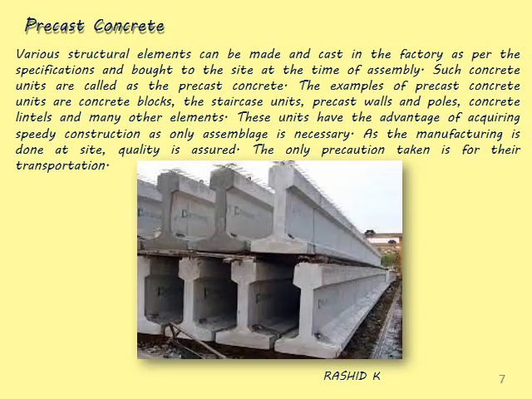we are going to look at the precast concrete, which will be our final. And the various structural elements can be made and cast in factory as per the specification and brought to the site at the time of assembly. Such concrete units are called the precast concrete. The examples of precast concrete units are concrete blocks, the staircase units, precast walls and poles, concrete lintels, and many other elements.